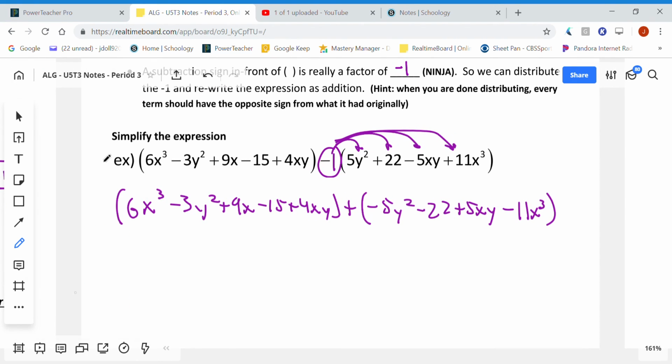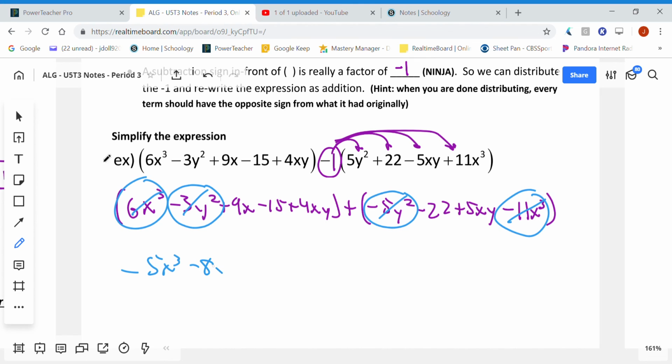So let's just do a different color. 6x cubed and negative 11x cubed. That's negative 5x cubed. I'm going to pick and choose here so I go in descending order from the start. Negative 3y squared and 5y squared. So that's negative 8y squared. I'm going to grab my 4xy and my positive 5xy. That will now be positive 9xy. Notice I am choosing the terms to add here so that I end up in descending order right away.